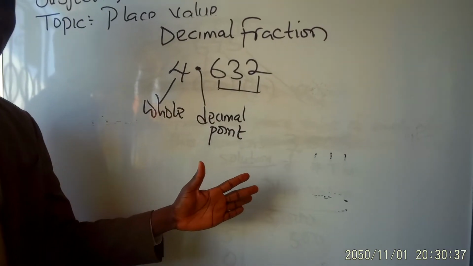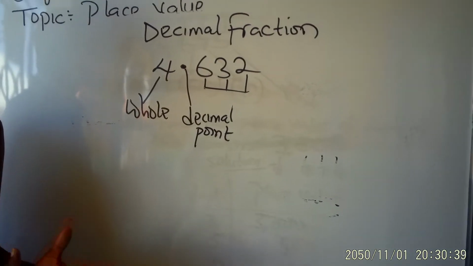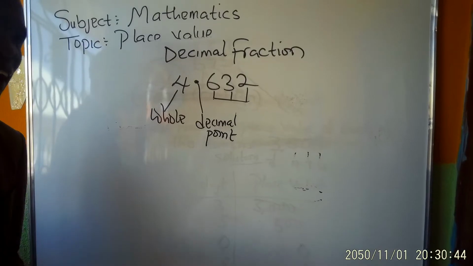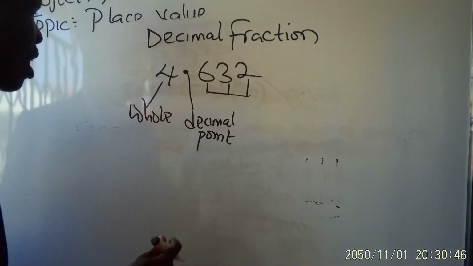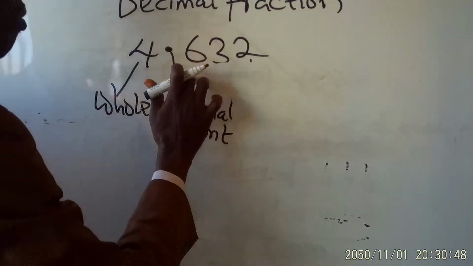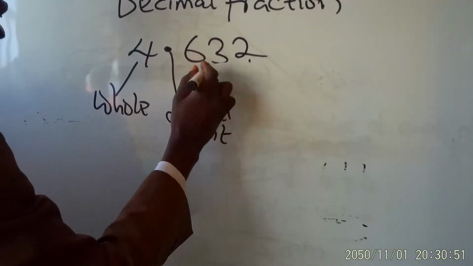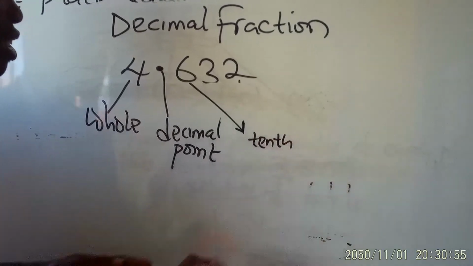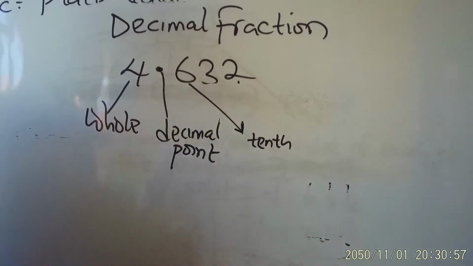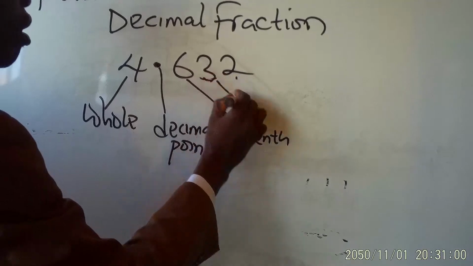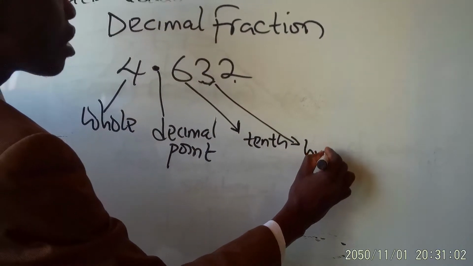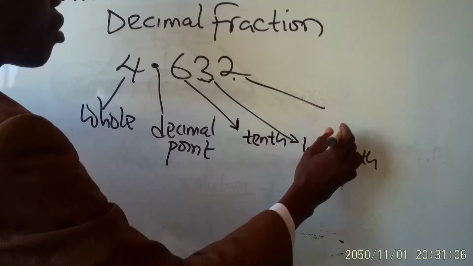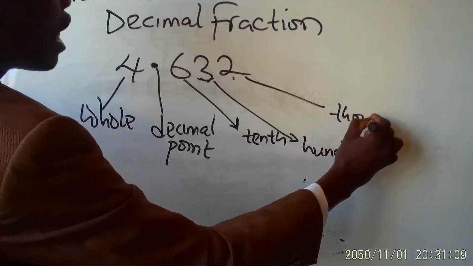You want to ask me a question? Why do we call this decimal fraction? That is the combination of decimal and fraction. Okay, so let me explain this to you. Now from here, the value of this 6, we call it tenth. The value of this 3, we call it hundredth. You add th. And the value of this 2 is called thousandth.